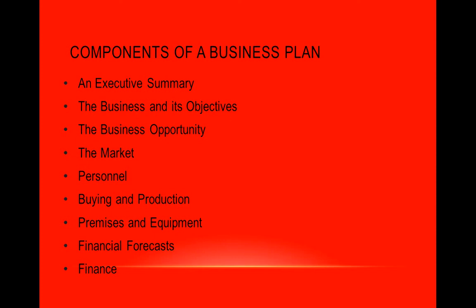Personnel is the key people that are going to be involved in the business. So who is going to be looking after marketing, finance, production, purchasing. Buying and production relates to where they are going to source their materials from, who their key suppliers might be, and how and where they're going to produce their products. Premises and equipment. So what premises do they have to site their production or their retail unit, where is that, and what are the dimensions of those, and what equipment are they going to need to buy, or what equipment do they have already.